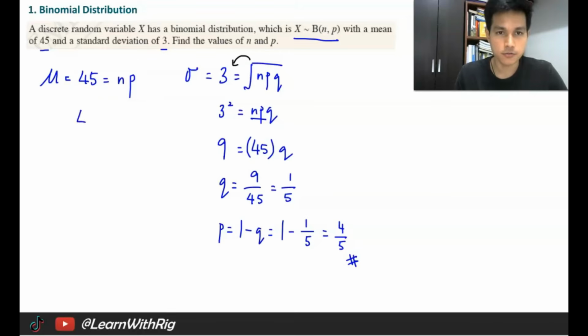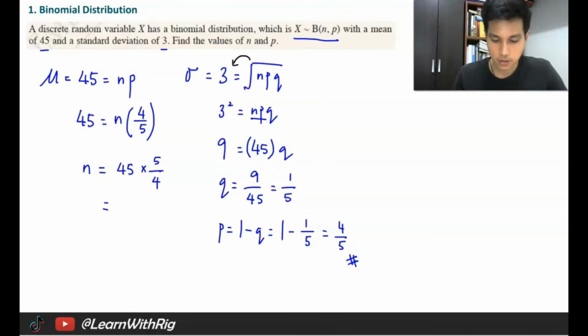So the equation is 45 equals N times P. P is 4 over 5. So if you want to find N, it would be 45 times 5 over 4. If you calculate, you should get, in decimal, 56.25.